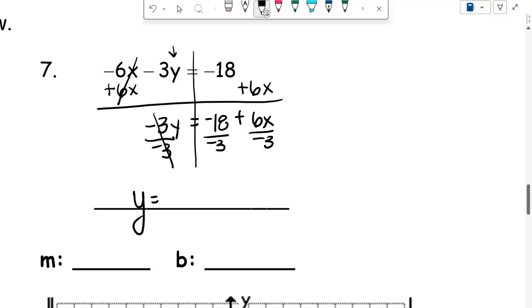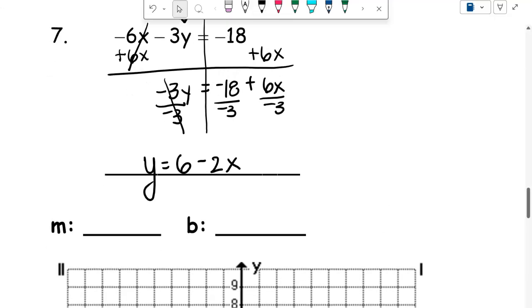-18 divided by -3 is +6. 6x divided by -3 is -2x. So again, the number next to your variable is always your slope. So this one is -2. But because we're graphing, let's put it over 1 so we remember to move to the right 1 unit. Our starting point is 0, 6.